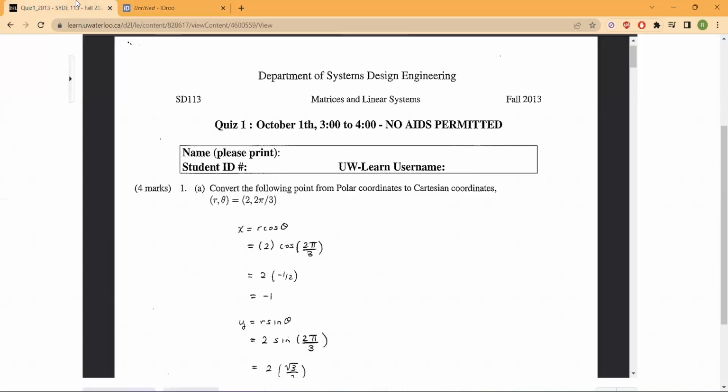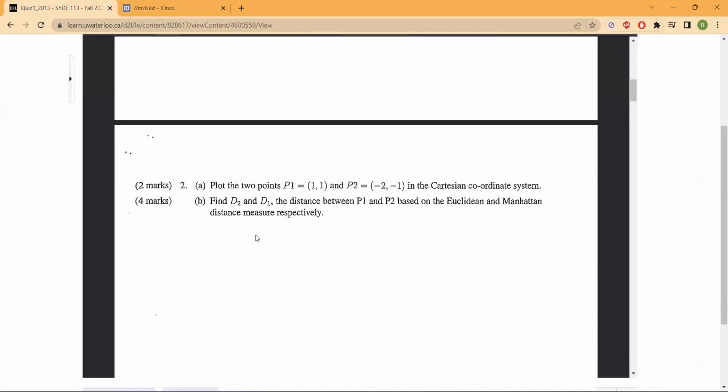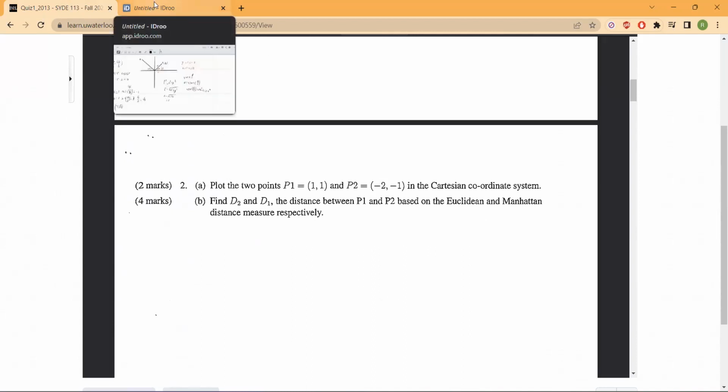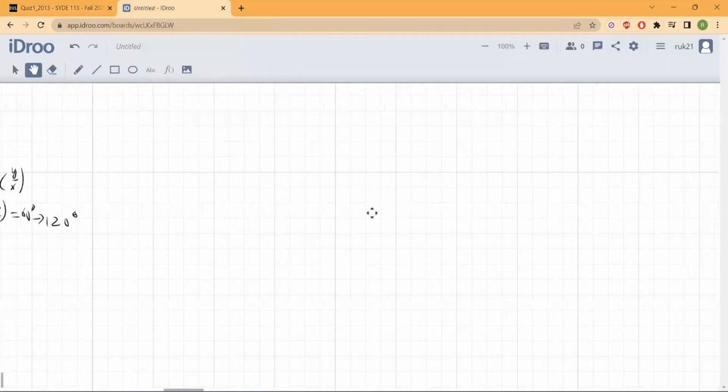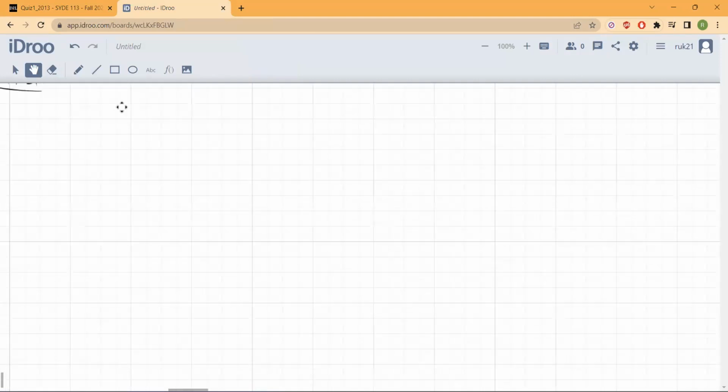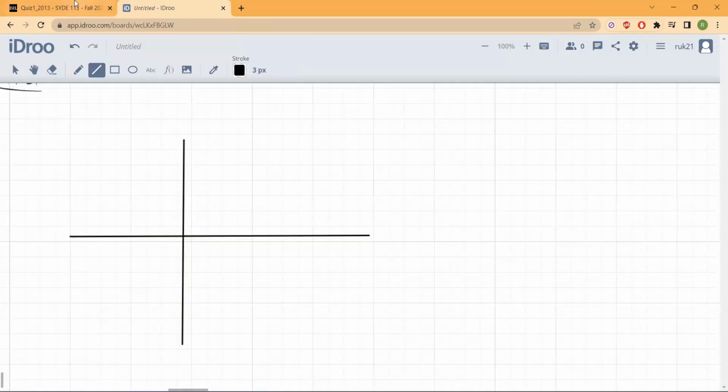Okay, cool. Let's go on to the second question. The second question over here is about our distances. So plot the 2 points, (1, 1) and (-2, -1) on the Cartesian coordinate system. Okay, great. I'll just move over right over here. So let's draw our Cartesian coordinate system. I'm sure that everybody can do this part. So (1, 1) would be right over here somewhere. And then (-2, -1) is somewhere over here.